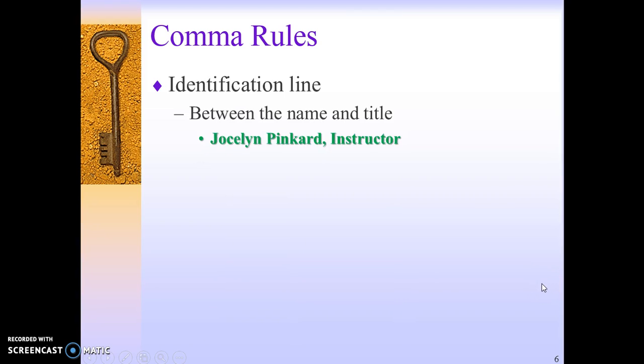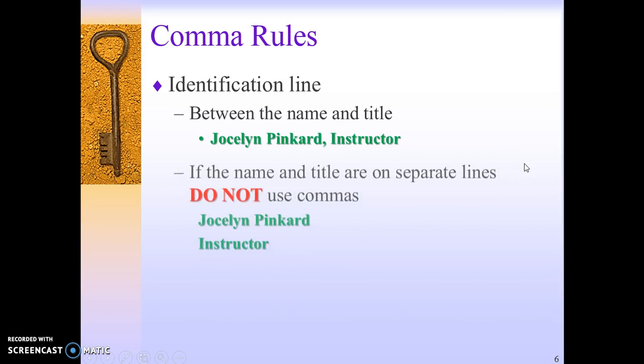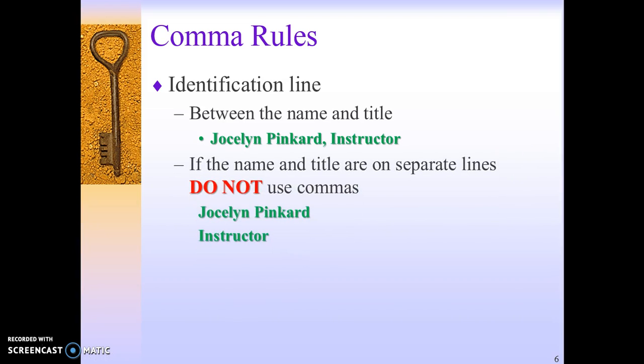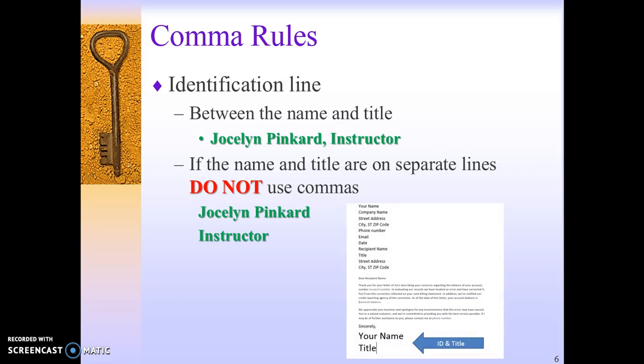And then the last thing that we're going to look at is called the identification line. You want to place a comma between the name and the title when they are on the same line. If the name and title are on separate lines, do not use commas. And this is an example of the identification line and the title. As you can see, it's showing the name and the title on separate lines, and it does not consist of any commas.